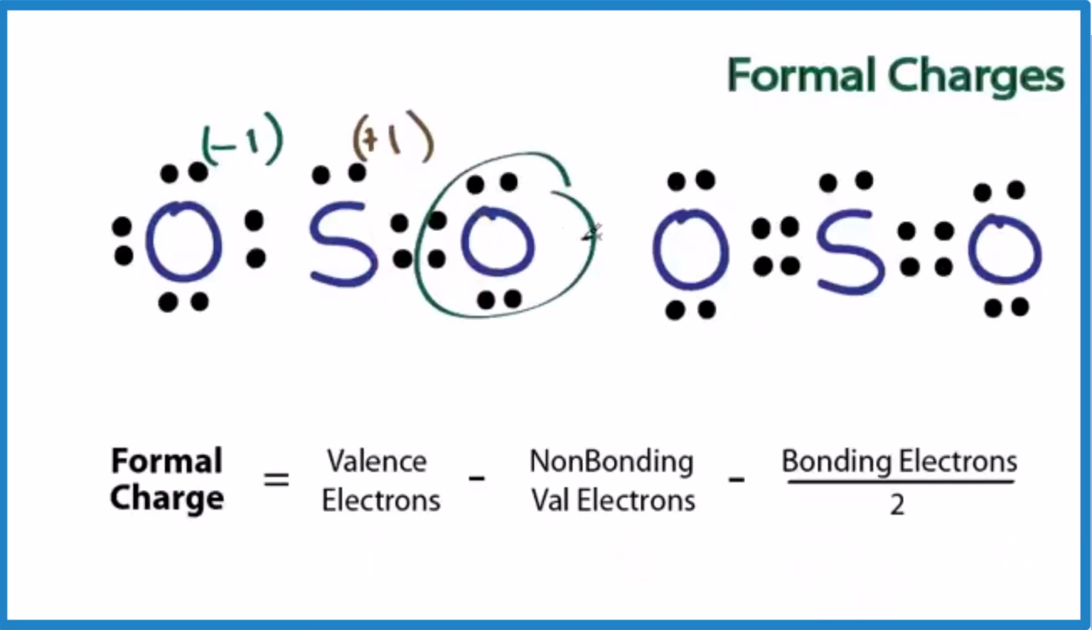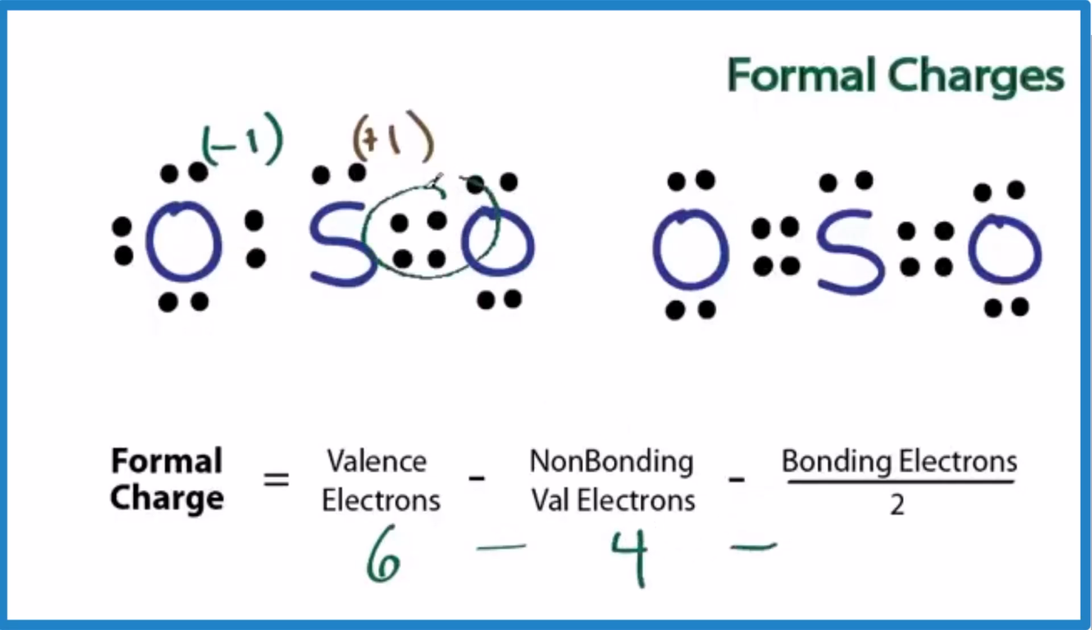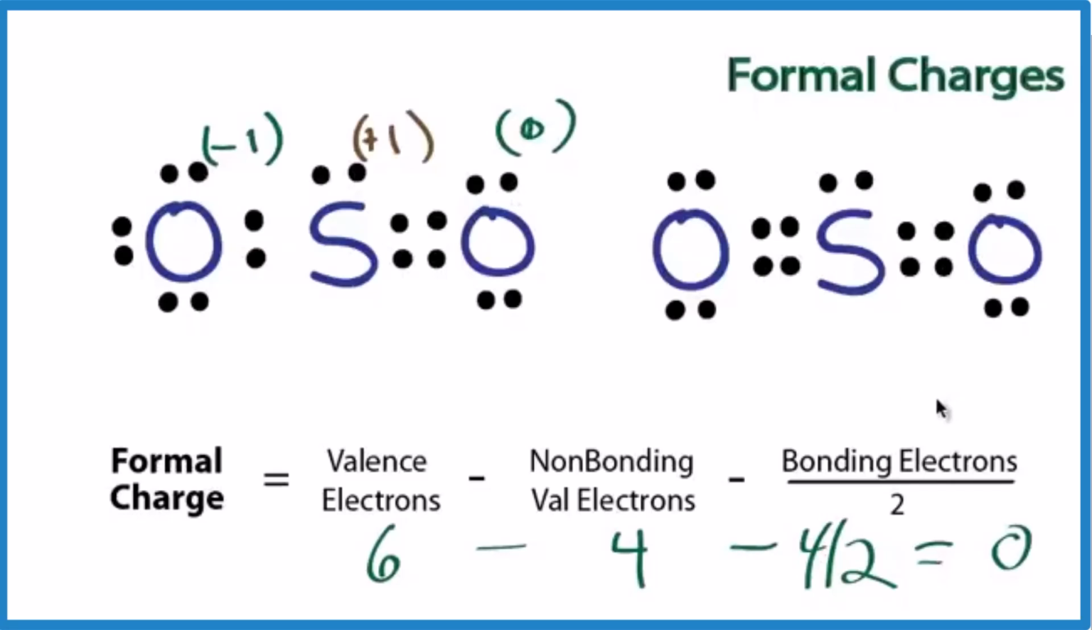For the last oxygen, we have 6 valence electrons, non-bonding, these here and here, so 4. And then bonding, 4 of those, divided by 2. 6 minus 4 minus 2 is 0. That has a formal charge of 0.